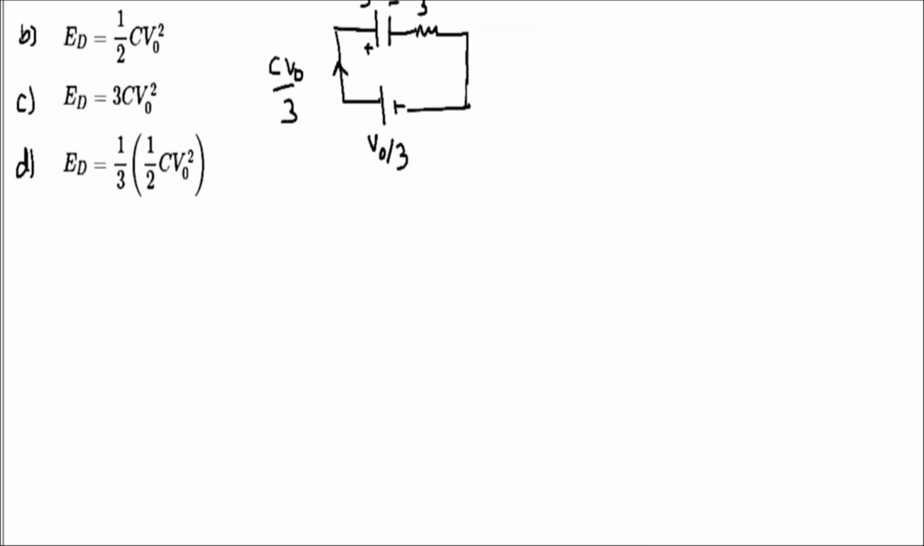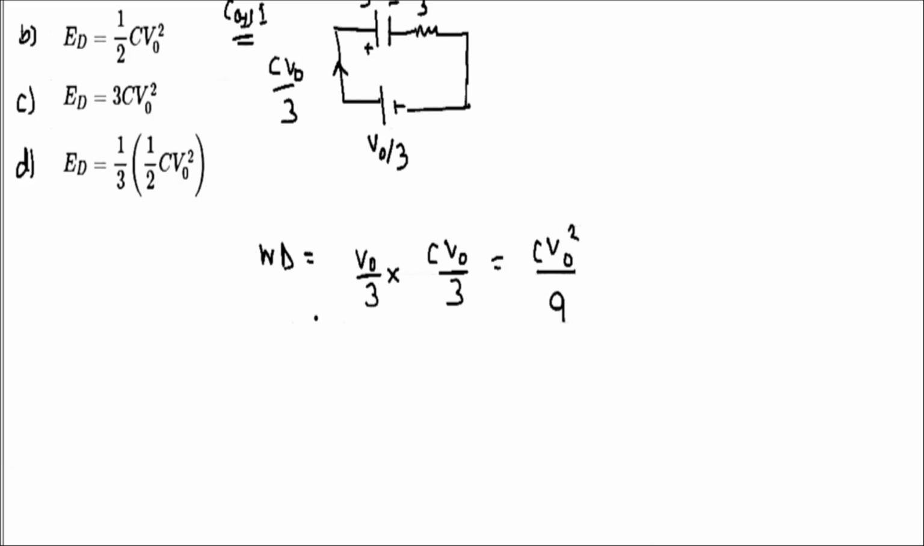So we can say that the energy dissipated across the capacitor would be what? First of all, we write the work done by the battery. This is our case 1. What would be the work done by the battery? It would be equal to this potential multiplied by the charge flown, Q into delta V. So the charge flown is C V naught divided by 3, so this term would be equal to C V naught square divided by 9.